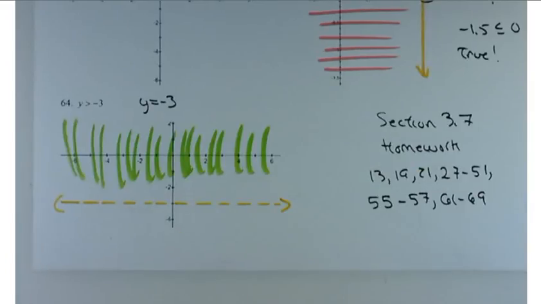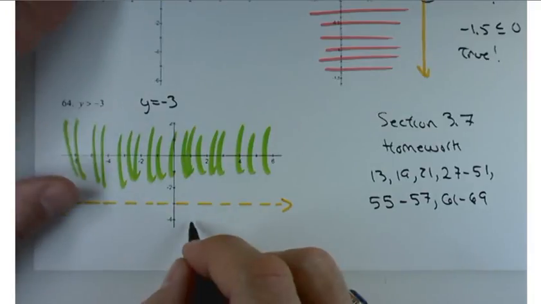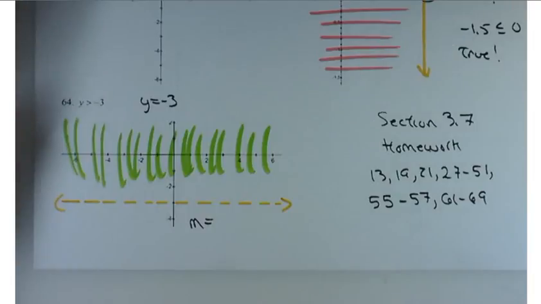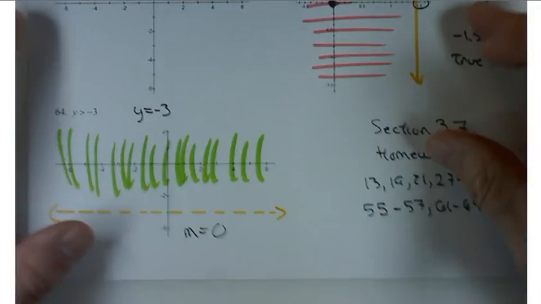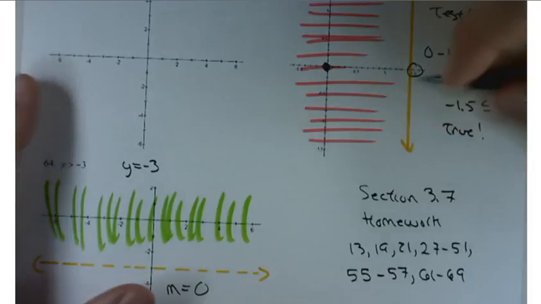Now, if you're paying attention, we did a little extra practice here with horizontal and vertical lines. We did some the other day when we were graphing and working with slopes. What's the slope of this line? 0. Nick, how about this one? Undefined.